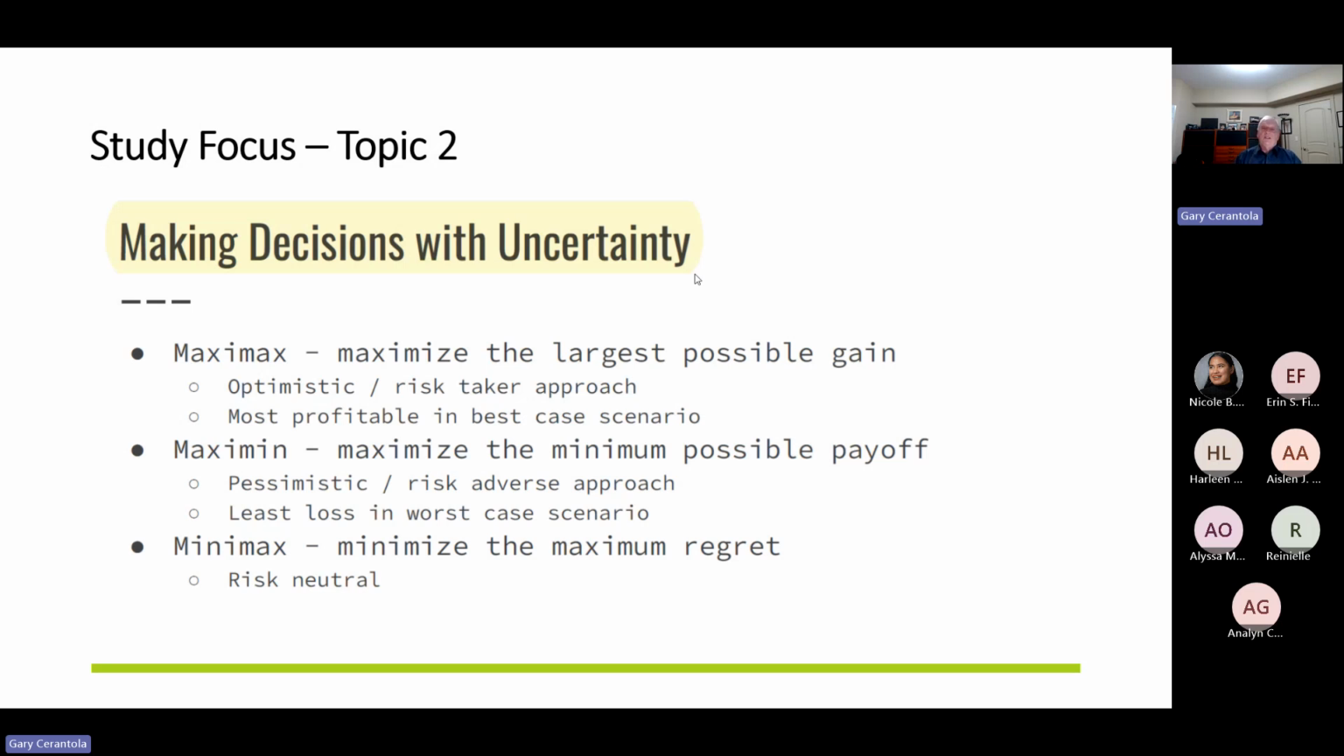And now there's this decision matrix for how you deal with that, with 3 steps. I'm not going to go through it, but I've got a really good video, so just know about it. There's the Maximax, where you maximize the largest possible gain, but with a lot of risk. The Maximin, where you maximize the minimum possible payoff. And then Minimax, where you minimize the maximum regret. So this is kind of the least risk approach.